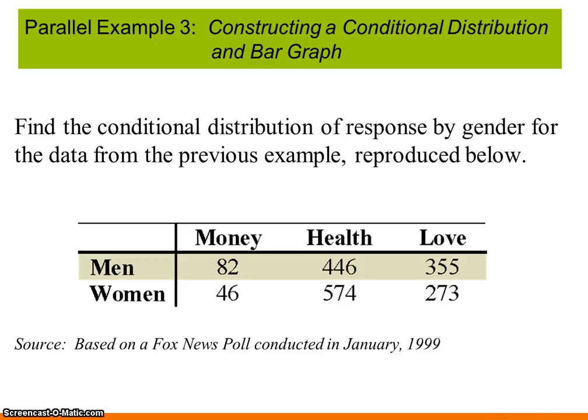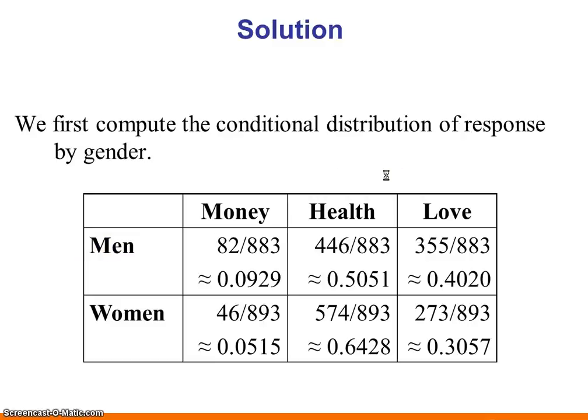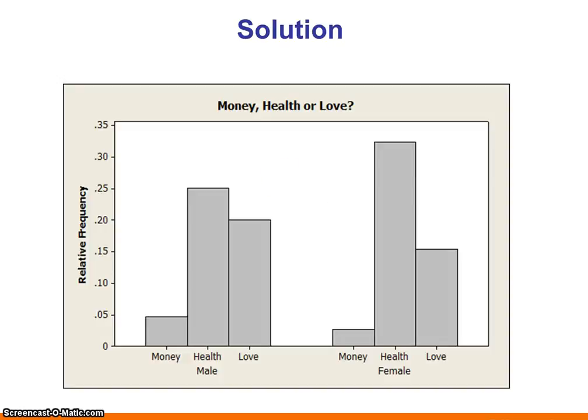So let's say we want to find the conditional distribution of response by gender for the data from the previous example. Here it is reproduced below. We first compute the conditional distribution of the response by gender, and then here would be a graph of male versus female. So if you look at what people value based on gender, this will give you more of a breakdown.